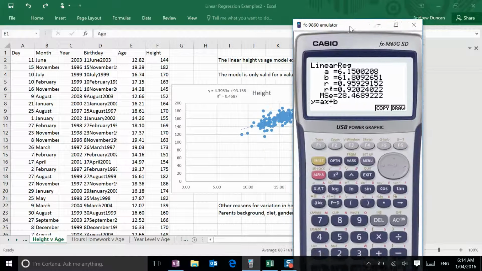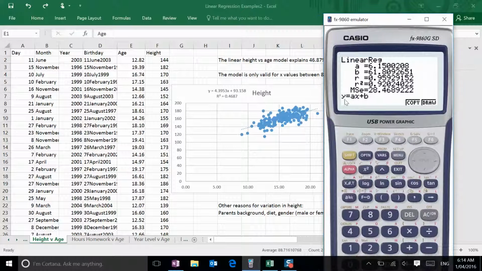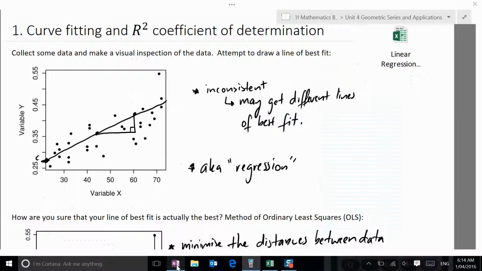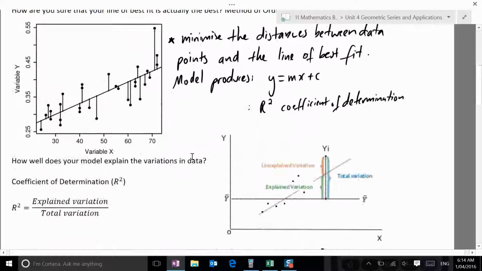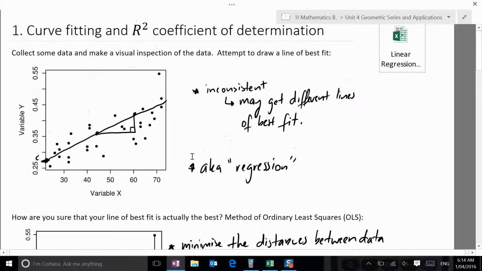A little bit more effort than on Excel. So it's telling me y equals ax plus b. A is 6.15, so y equals 6.15x plus b, which is 61.89, and there's my r squared value of 95.92. Okay, if I could somehow paste all of this data in here, I would get exactly the same line of best fit and r squared value. So it's a brief rundown of what r squared values are all about.